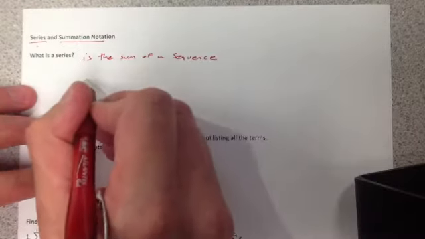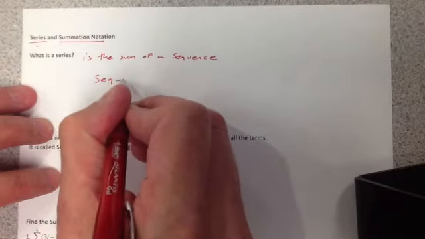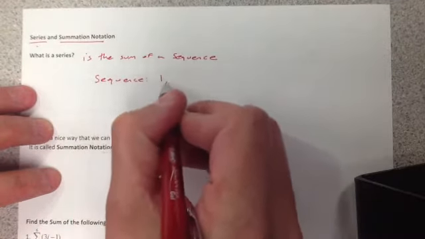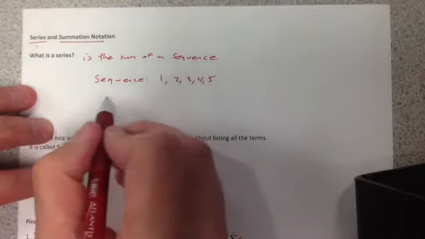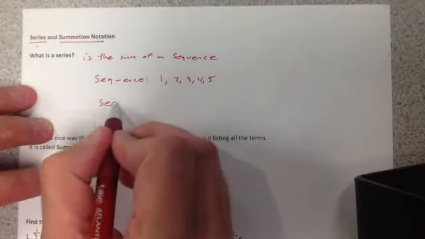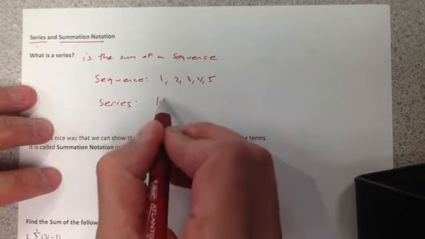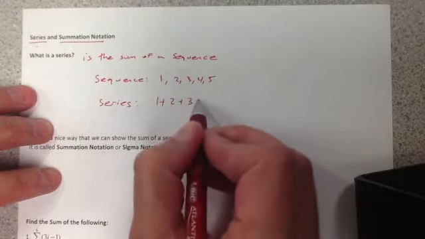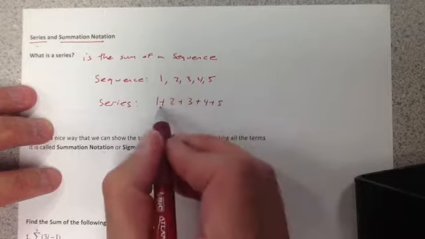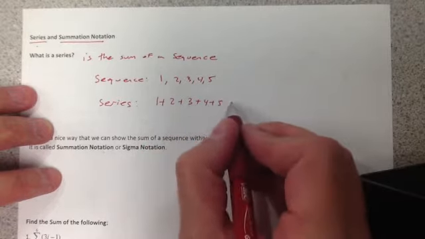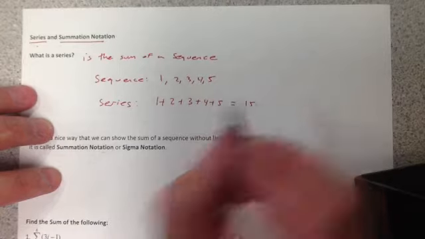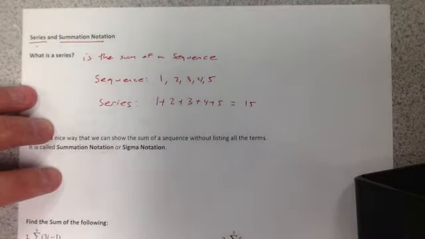In other words, let's take a look at an example. Let's say we have the following sequence: 1, 2, 3, 4, 5. That's a sequence. A series is what happens when you add them all together. And what is 1 plus 2 plus 3 plus 4 plus 5? Now there's a shortcut. We're going to talk about that later on, but the answer is 15 in this case. Check that. My arithmetic is always terrible.